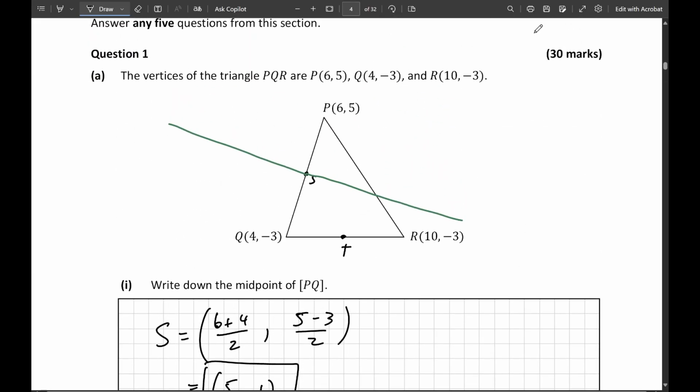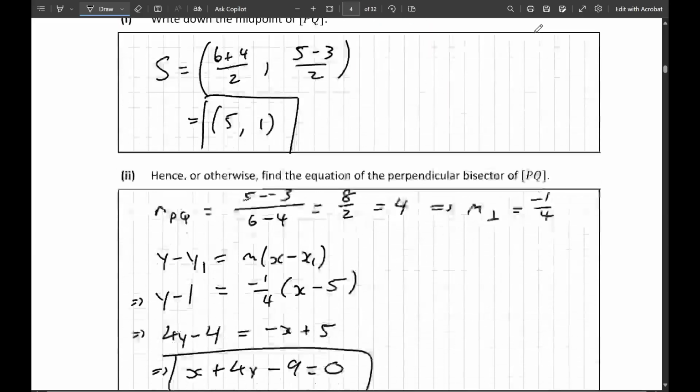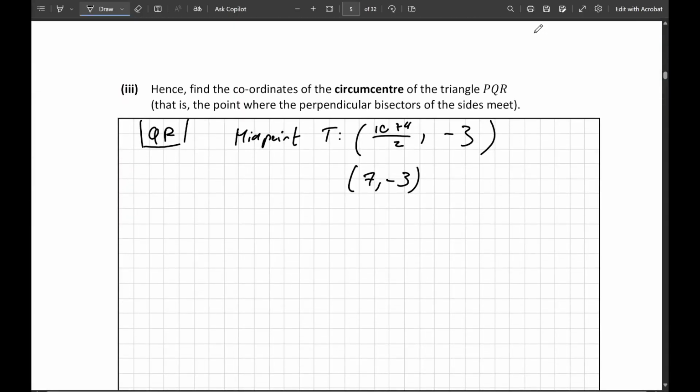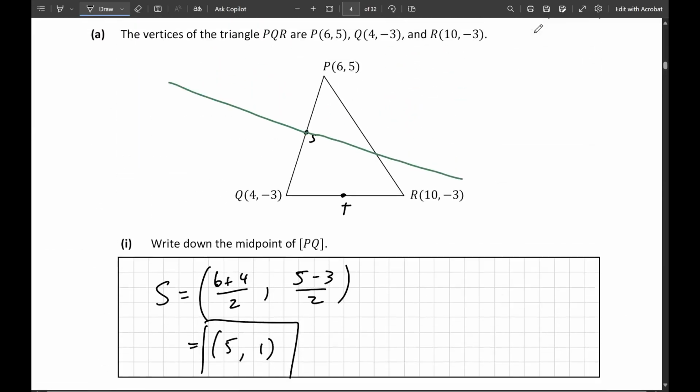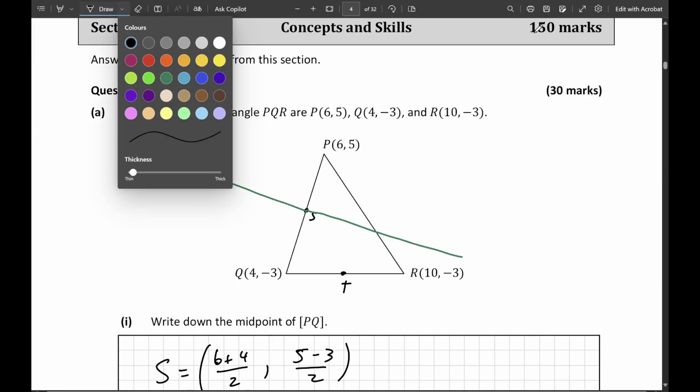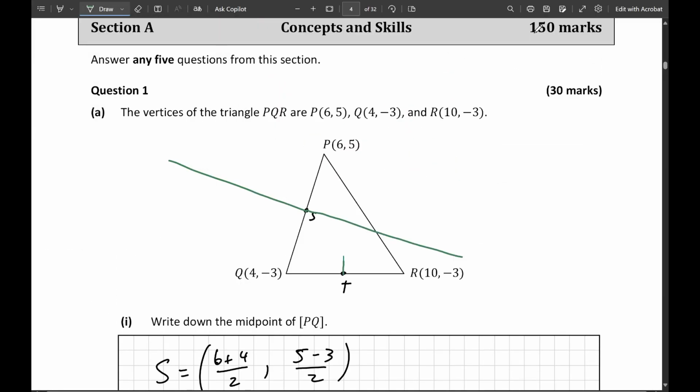Now, the slope of it's not going to be that great. It'll just be a line going through T, which will just be the line x equal to 7. So the line that's perpendicular to QR through T is just the line x equal to 7. So the bisector will lie somewhere on the x equal to 7 line. So it might look a bit like that.